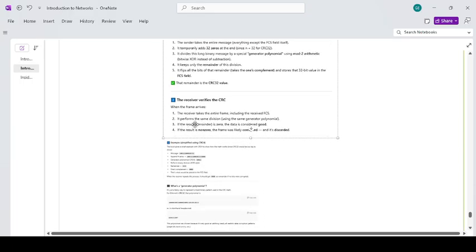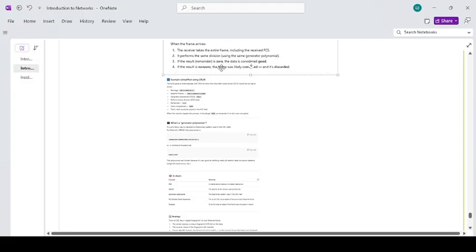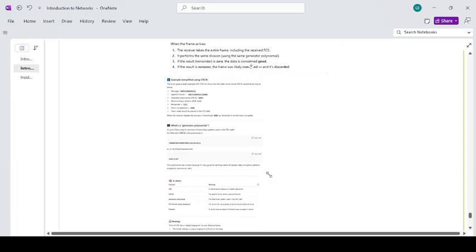The receiver verifies the CRC. When the frame arrives, the receiver takes the entire frame, including the received FCS. It performs the same division using the same generator polynomial. If the resulting remainder is 0, the data is considered good. If the result is non-zero, the frame is corrupted and will be discarded.